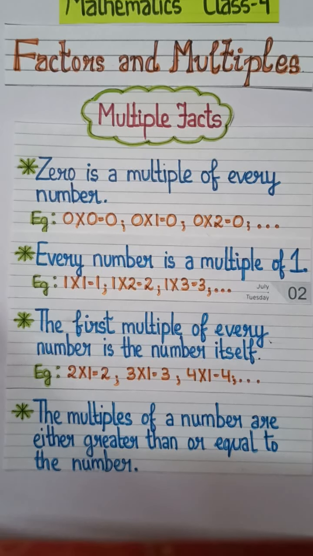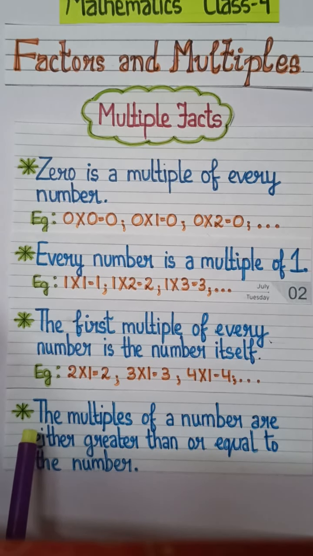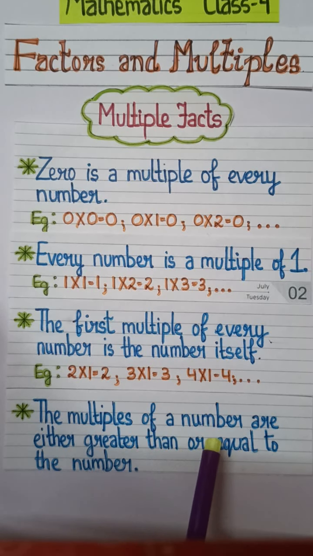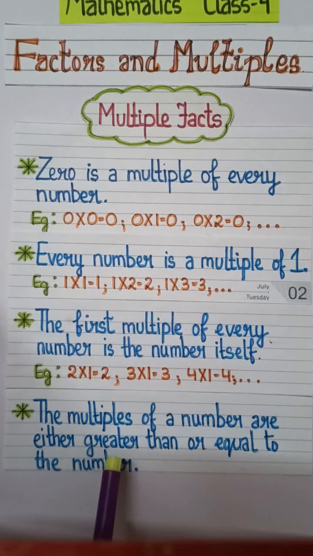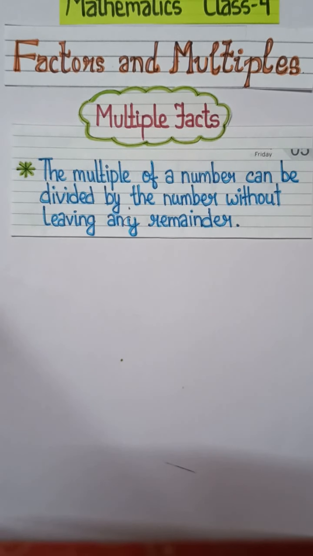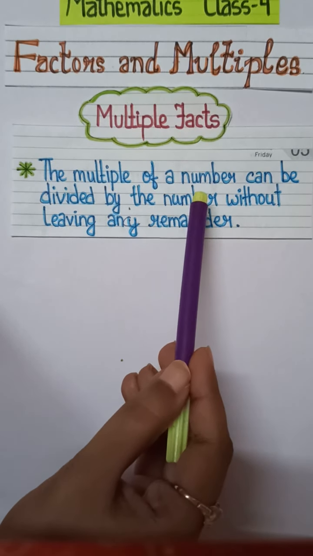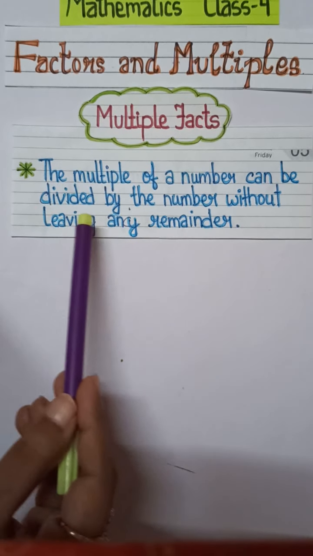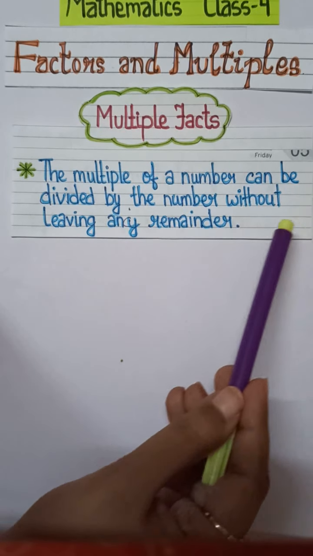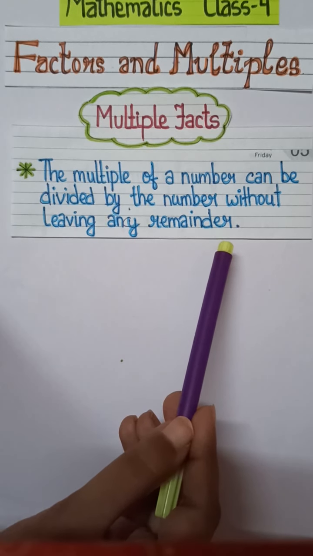The next multiple fact that we need to remember is that the multiples of a number are either greater than or equal to the number, but never smaller. The next point is that a multiple of a number can be divided by the number without leaving any remainder.